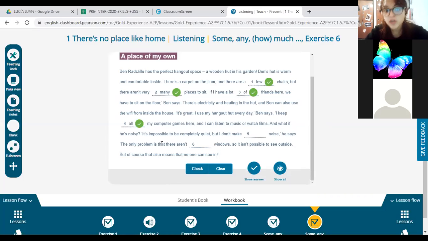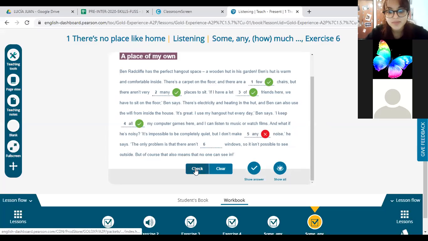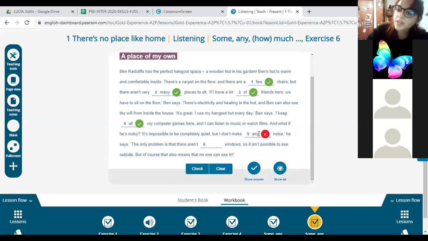And what if it's noisy? It's impossible to be completely quiet, but I don't make any noise. Let's see. What other options can you think of? Much. I don't make much noise.